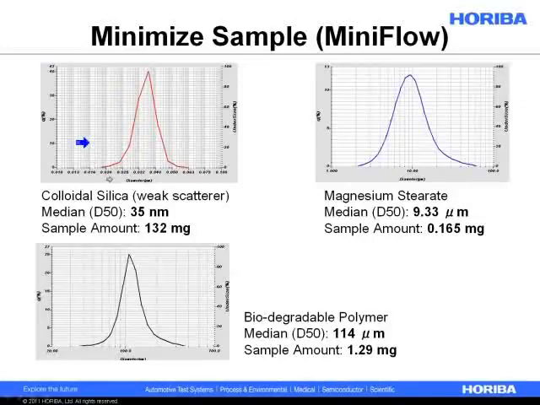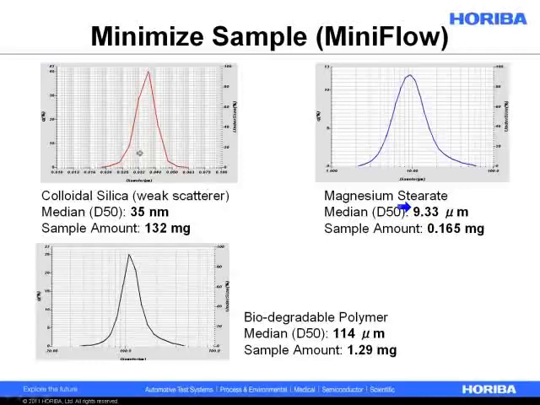Again, showing colloidal silica, which is a very weak scatter. I'm not claiming that the median value here of 35 nanometers is correct. A few slides ago we saw it was 30 or 31 nanometers. But what I'm trying to point out here is that at only 132 milligrams of sample added, we were able to get a result. Now, 132 milligrams is a heck of a lot more than 0.165 milligrams that was needed for a 9.3 micron median.